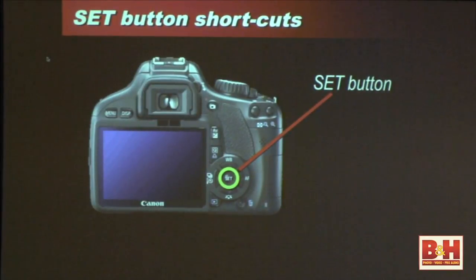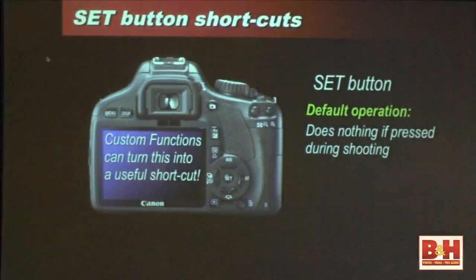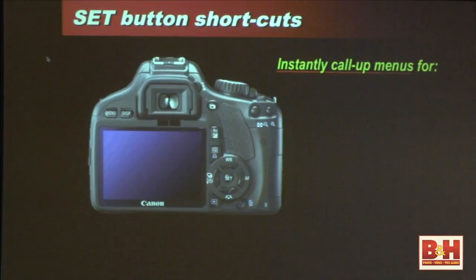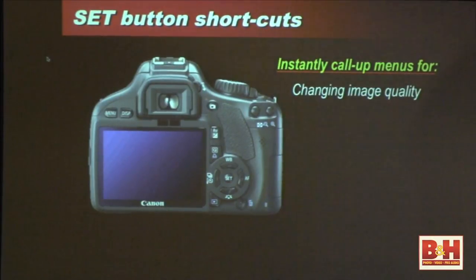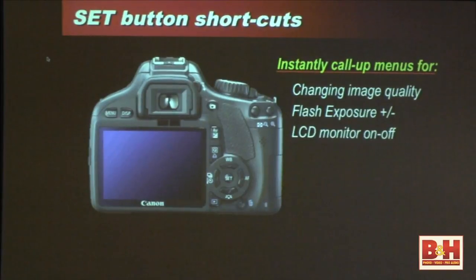Now normally, when you're shooting pictures, that set button does nothing. The set button is used for, you know, making menu settings and that kind of thing, but when you're just shooting pictures, normally that set button doesn't do a thing. But you can take your custom functions and you can have that set button be a useful shortcut to something that you want to get to quickly. Some of the things that you can do with the set button, depending on your camera, because some of the cameras have more of a list than others.